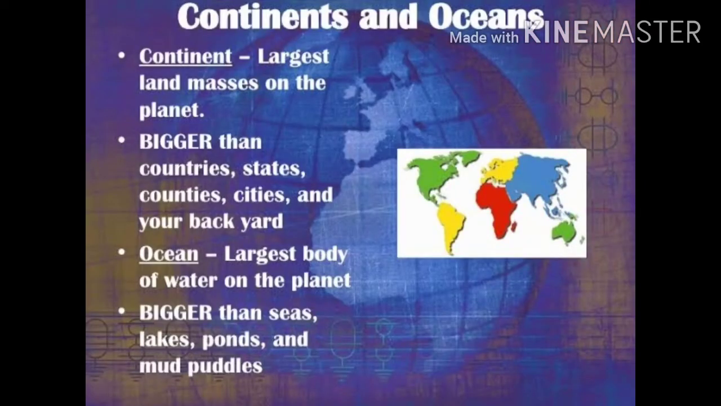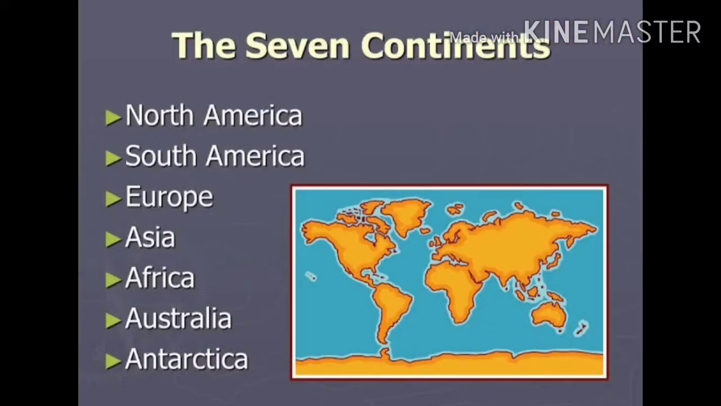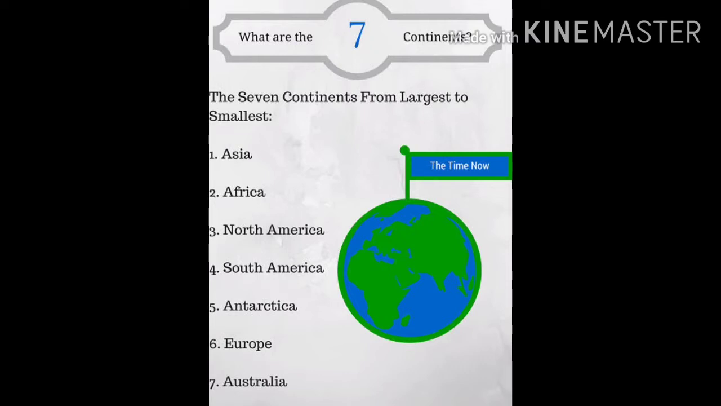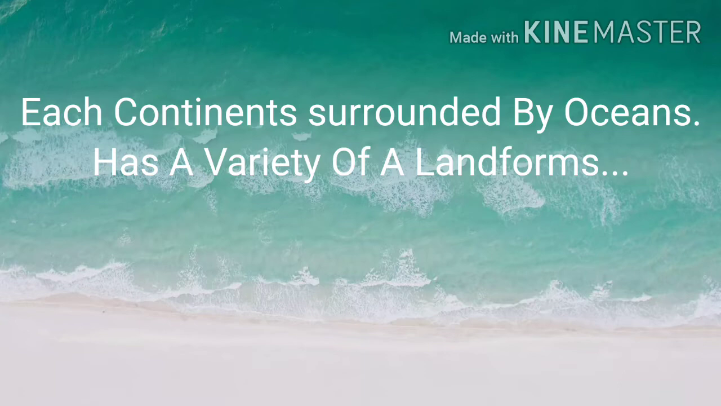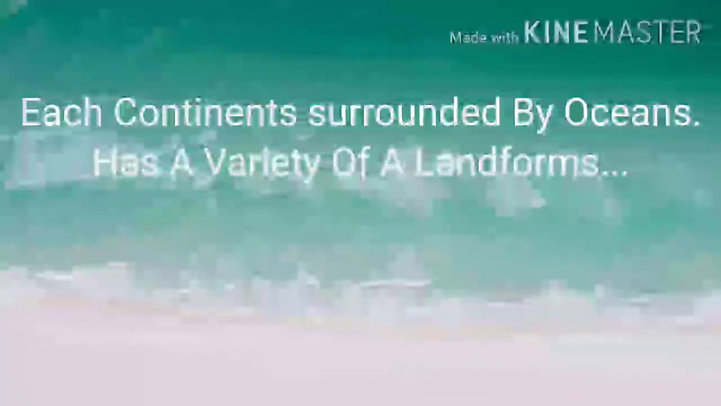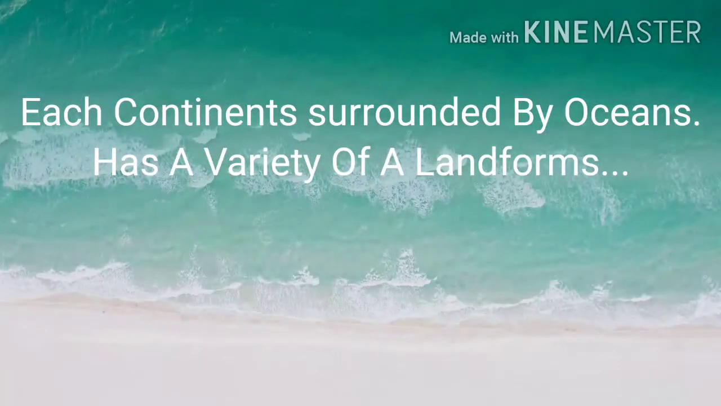Continents. Continents are huge land masses. There are 7 continents on the earth. In the order of largest to smallest, these are Asia, Africa, North America, South America, Antarctica, Europe and Australia. Each continent is surrounded by oceans and has a variety of landforms. So students, let's learn about each continent.